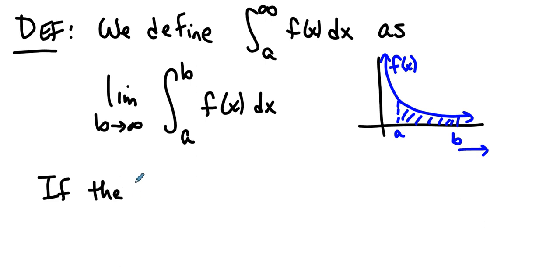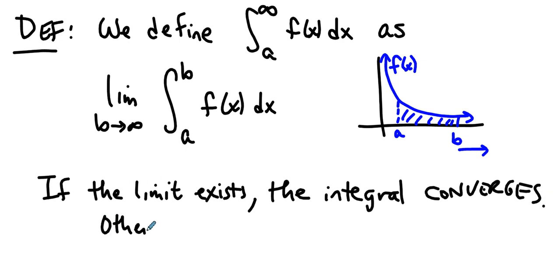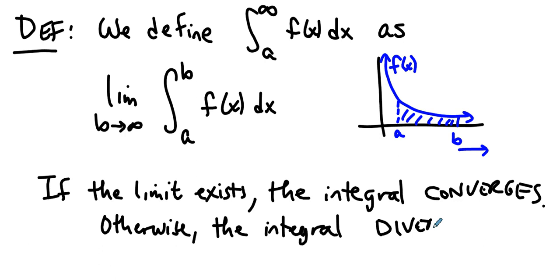A little bit of vocabulary. If the limit exists, then we say that the integral converges. And otherwise, the integral diverges. So that's vocabulary. If we take that limit and that limit is a number, then we say that the integral converges. And if we take that limit and that limit is not a number, then the integral diverges.